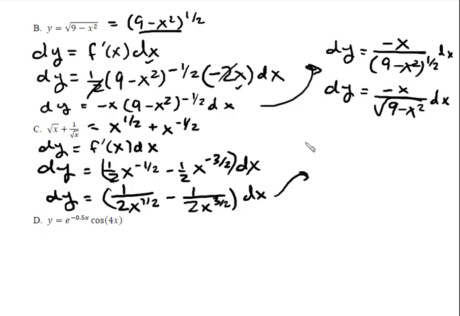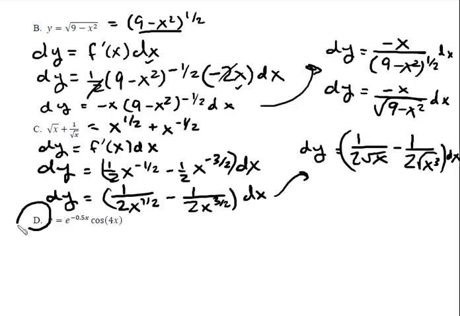Or you could even simplify a little bit, and it could be dy is 1 over 2 square root of x minus 1 over 2 times the square root of x to the 3rd, dx. So that's another way you can rewrite it. I mean, you could be simplifying that all day and rationalizing the denominator. That's fine. So we're almost out of time in this video, so I'll pick up with example D in the next video.